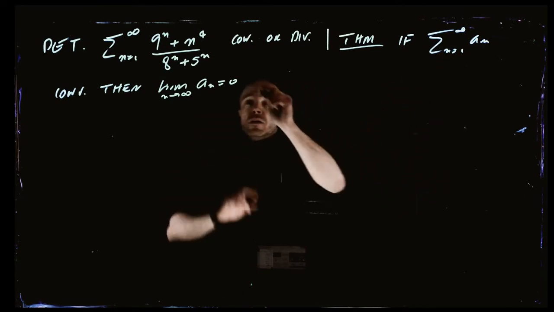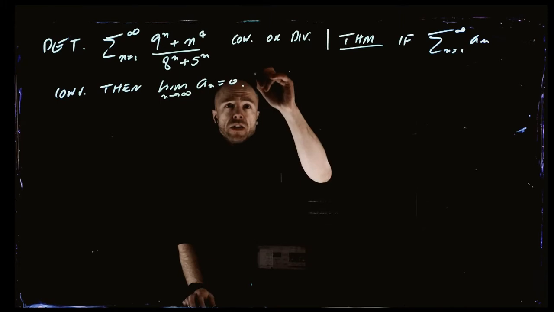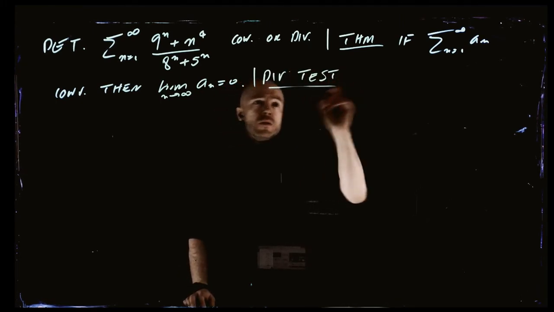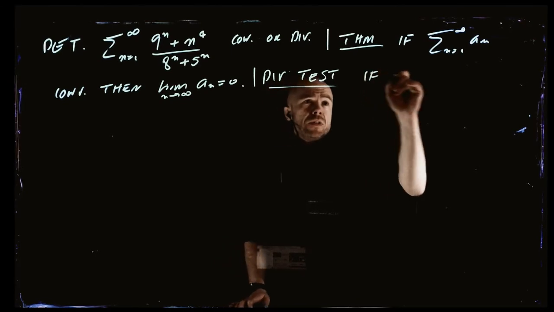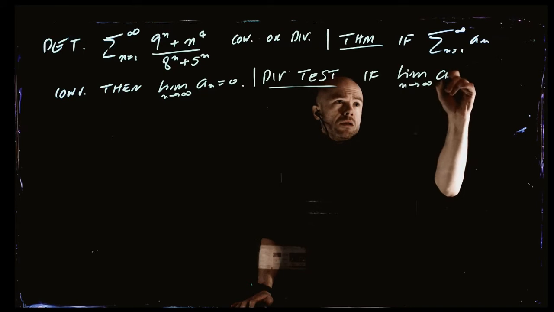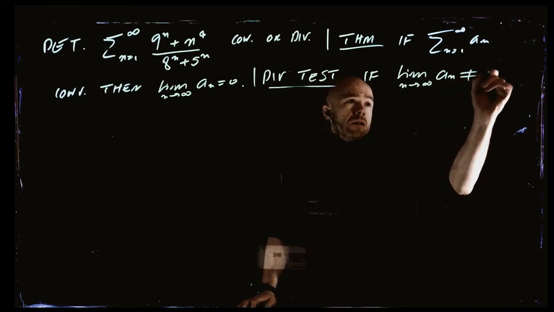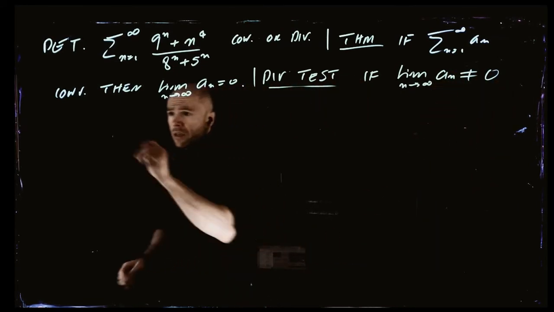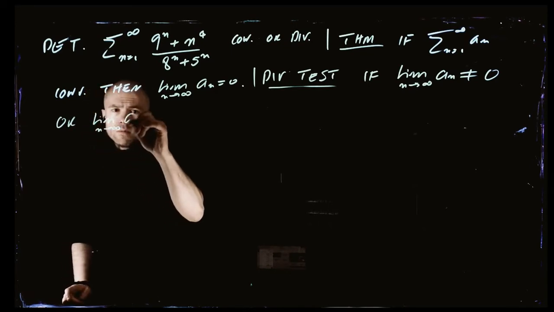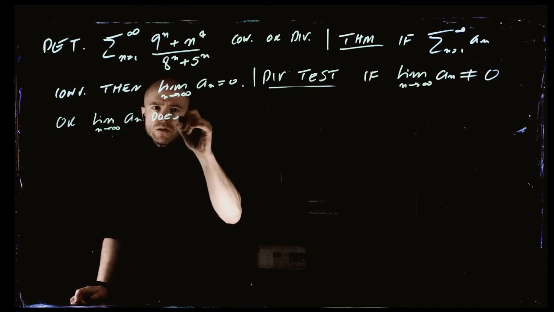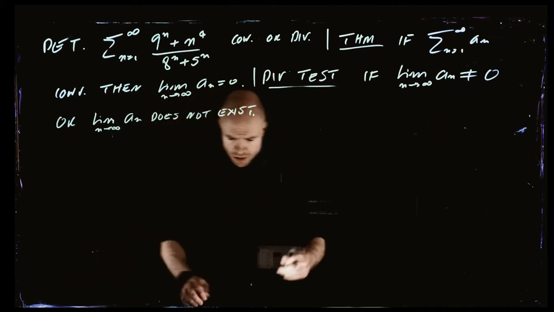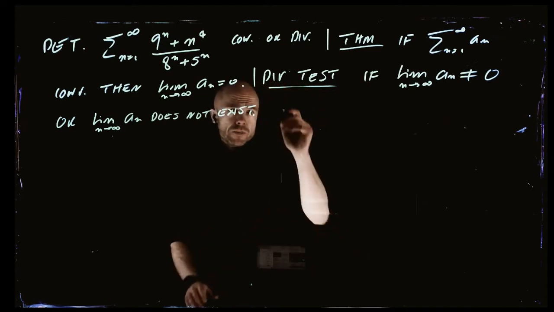So that gives us the divergence test, which is that if the limit of these terms, these step sizes, is either not equal to 0 or doesn't exist, then the series cannot converge.